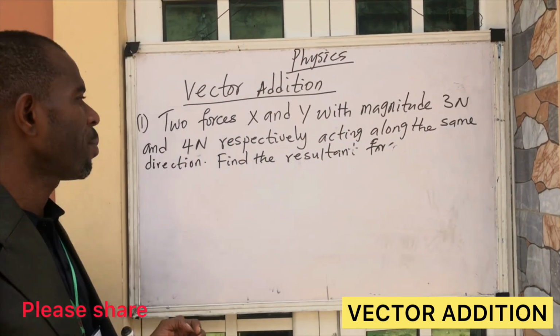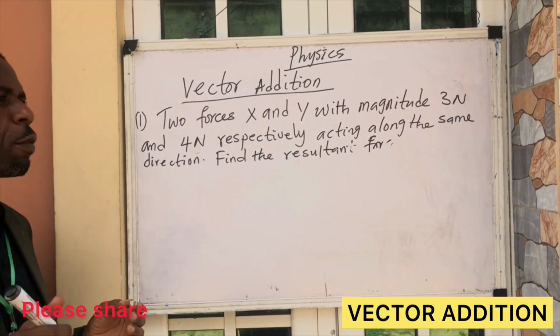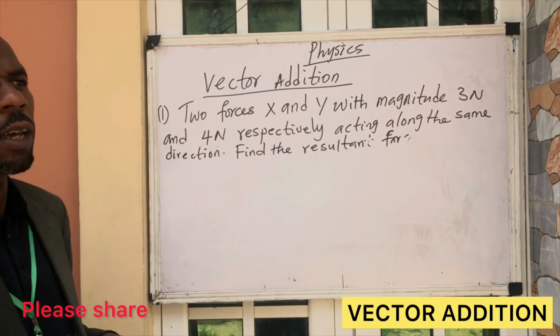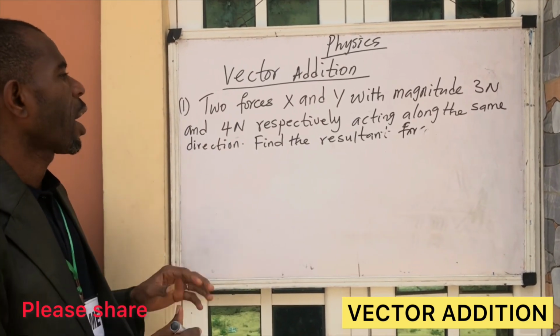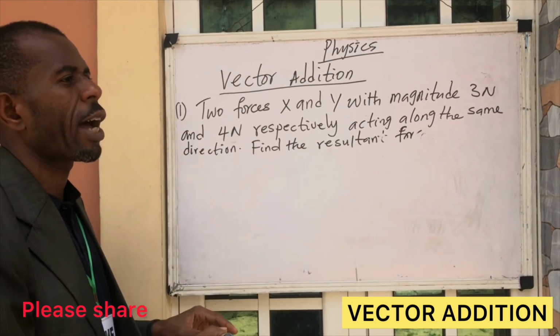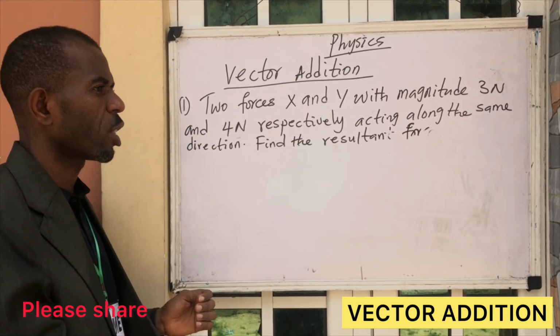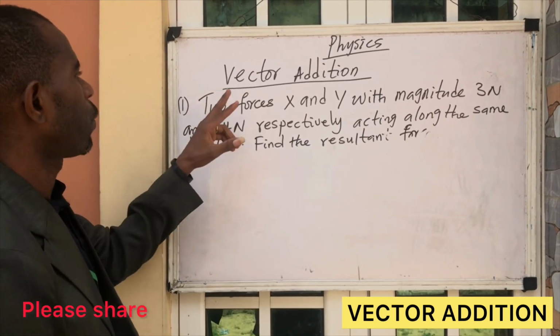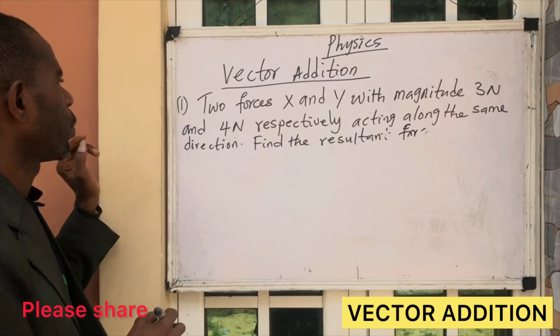Remember the last time I gave background knowledge of vectors and scalar quantities. I told you that vector quantities are those quantities that have both magnitude and direction. Now, vector addition. Look at the question on the board.